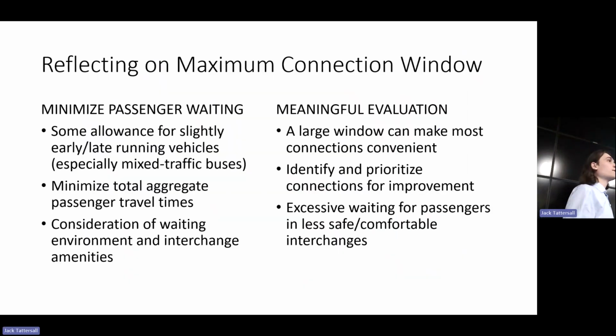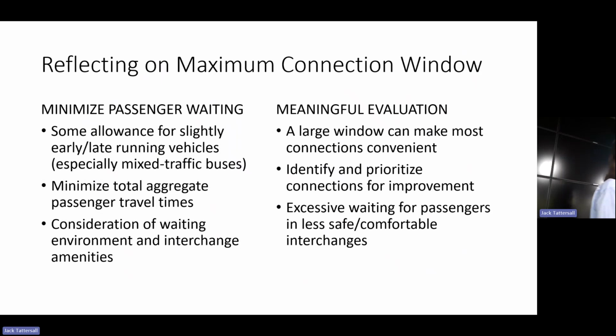So if we reflect on the maximum connection window, seeing as we've looked at data with 10, 5, and 15 minutes, you can see that you want to minimize passenger waiting time. That is a waste of time for passengers, and the literature is quite clear on that. So you can have some allowance for slightly early and late running vehicles, especially with the mixed traffic buses that you see in the suburbs, but you want to minimize your total passenger waiting time. So you want to have a short connection window.